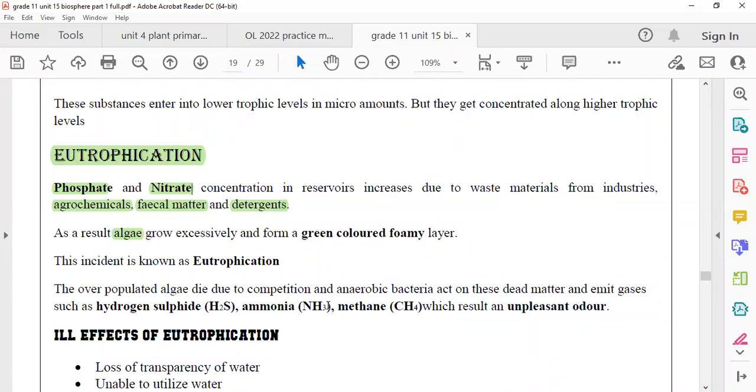When eutrophication occurs, mainly in the night time, there are lots of alga, billions, millions, trillions of alga there. These alga consume lots of oxygen in that environment.